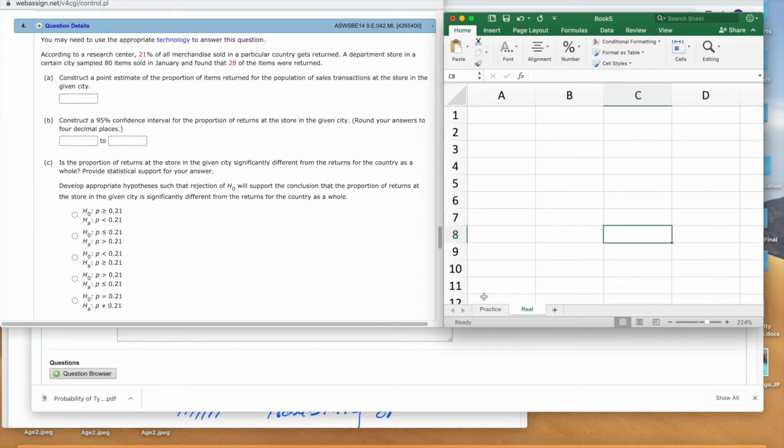The new thing in this section is that we're dealing with proportions rather than means, and a couple of special things happen with proportions. So I wanted to make sure that you were aware of those in advance. So let's take a look at this question.